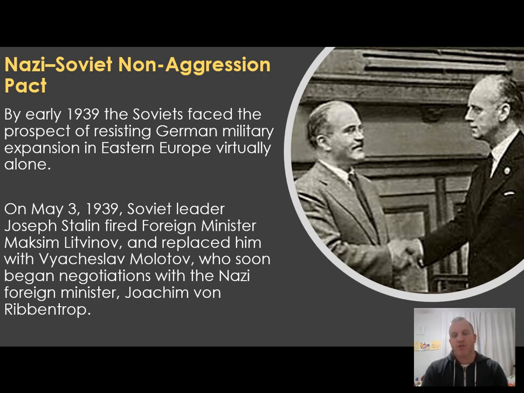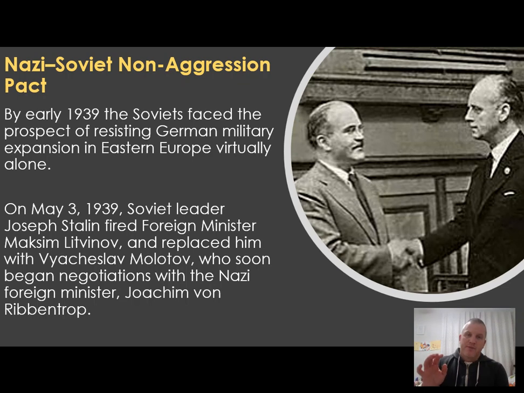The last piece of the puzzle that did need to be put in place was what to do with the Soviet Union. The Soviet Union were massive. It's a massive country, Russia. And so Hitler needed to make sure he didn't have a two-front war, because in early 1939, he invades the rest of Czechoslovakia, and France and Britain say, if you invade another country, essentially if you invade Poland, which everyone knows is the next one, then we will declare war on you.